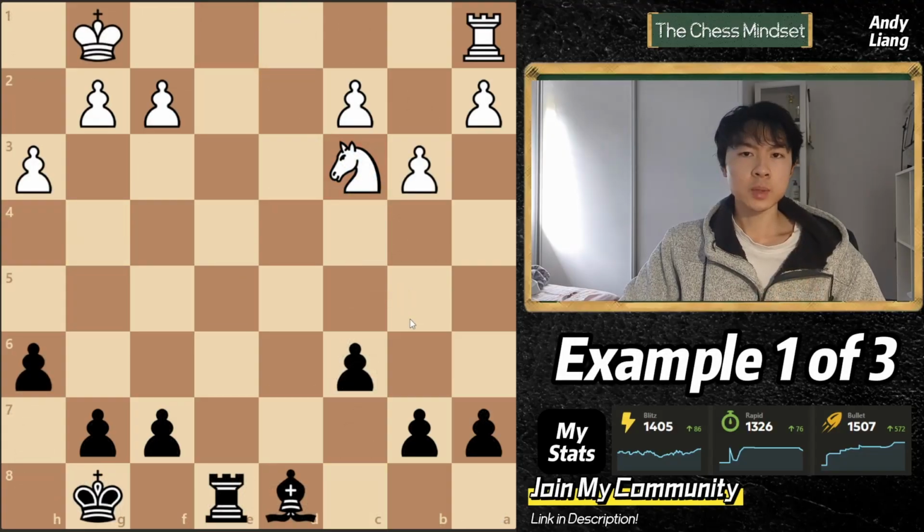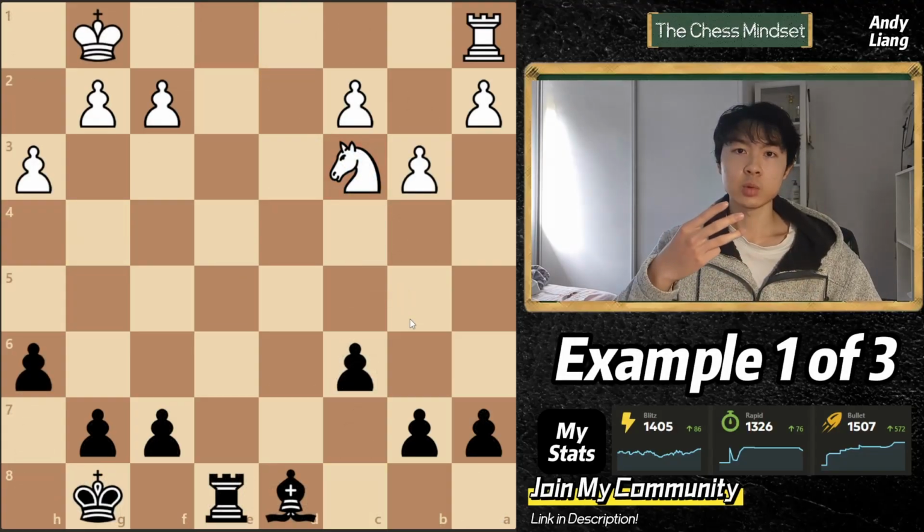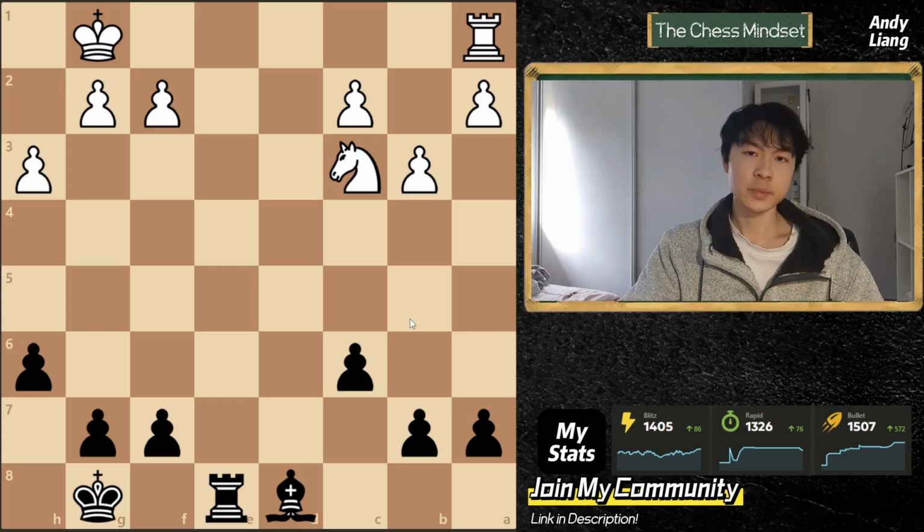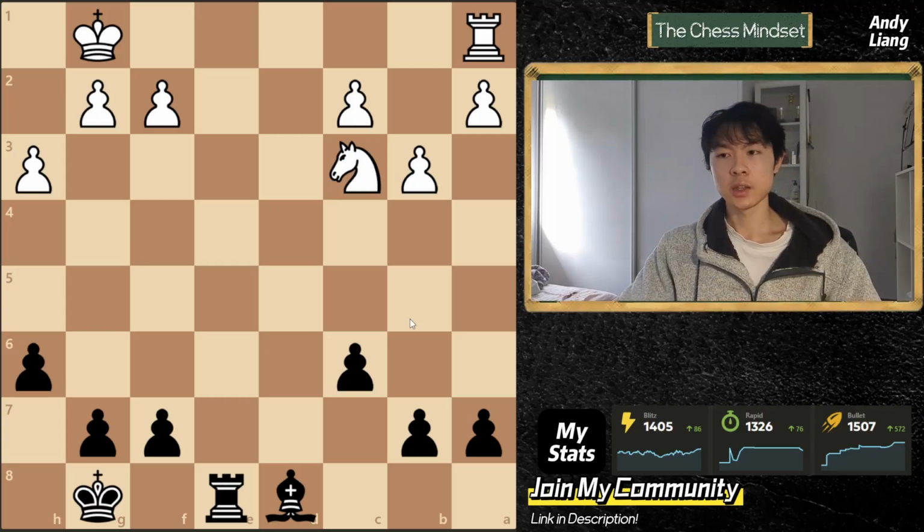Okay, so with all that being said, now I'm going to go over 3 examples of how to actually use the concept of a pin in your own games. Now, this first example is pretty simple, but you'd be surprised that a lot of beginners don't actually see this. Now, pause the video right now if you want to find a move that wins for black.